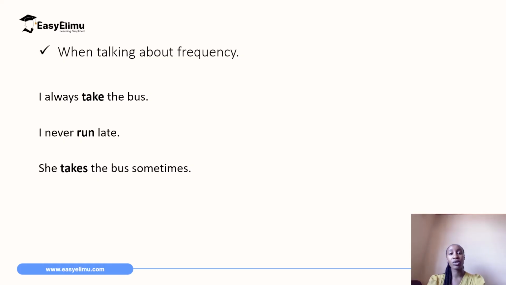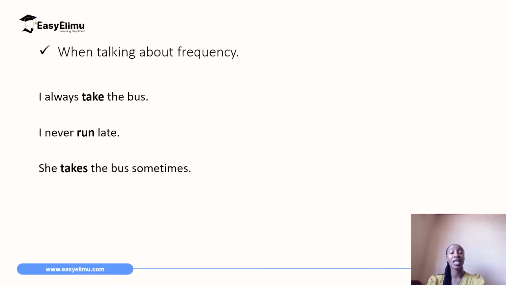Lastly, we also use the simple present tense when we are talking about frequency or something that happens frequently. For example, when you say, I always take the bus, the word always there shows us that this is something that you do many times. Maybe you take the bus every day, morning and evening, or every day just the morning. Always shows us that this is something that happens frequently.